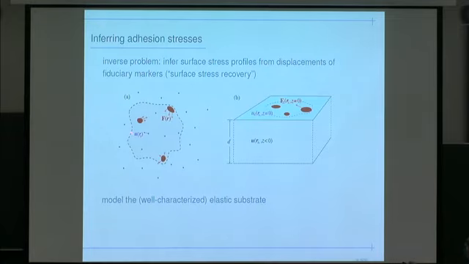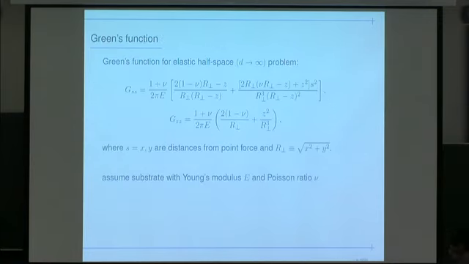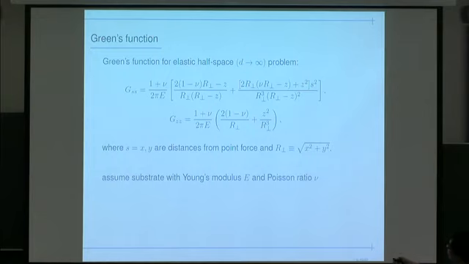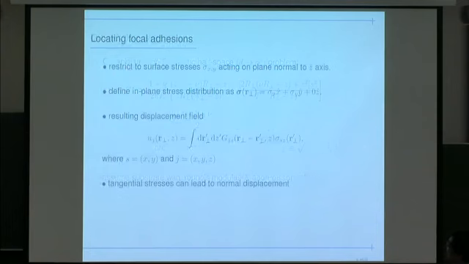And from measuring that, can you reconstruct where, so this is like source recovery, right? But source recovery in the elastic problem. And you can write the Green's function for the substrate here, just using elastic theory, Young's modulus, Poisson ratio. That's your Green's function. And what you're trying to reconstruct is the in-plane stress distribution of these cells.